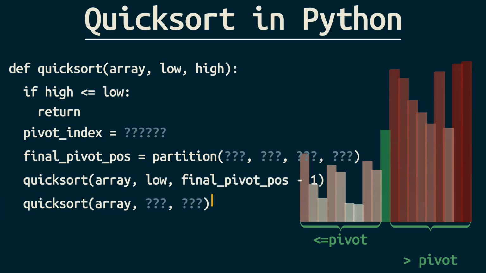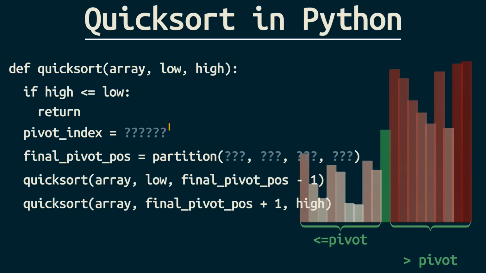For the recursive call on the right side, where would it start? Again, don't include the pivot itself. One element after the pivot is just going to be final pivot position +1. And does it end at high or high -1? Recall that we're including the high end, so it'll just be high.